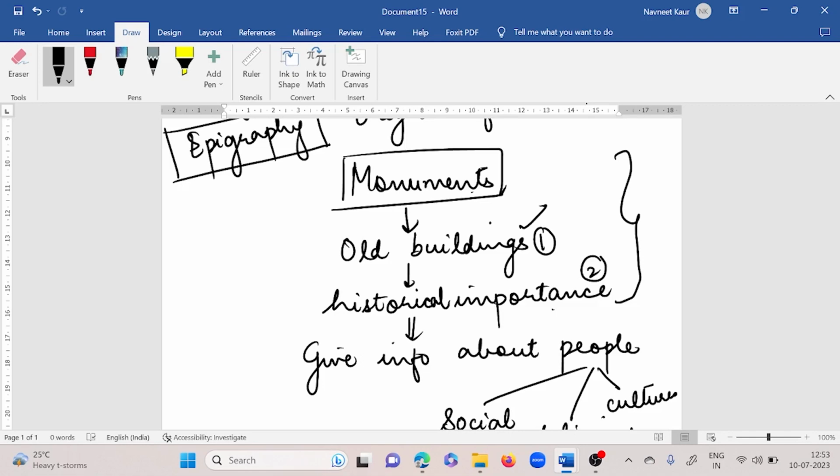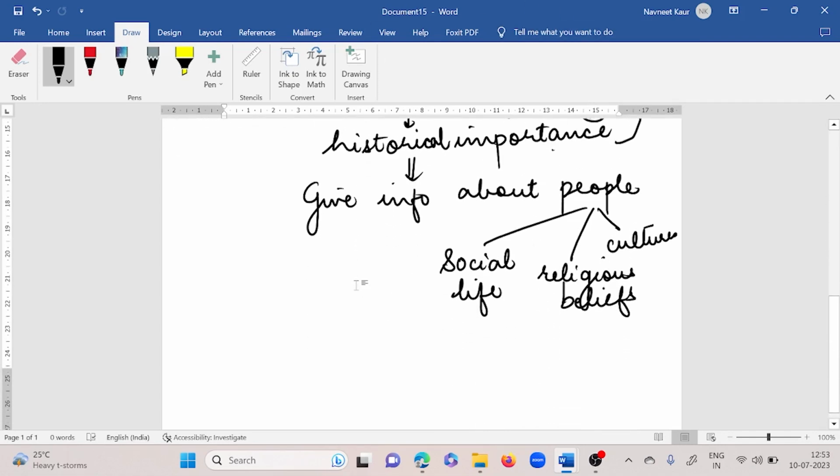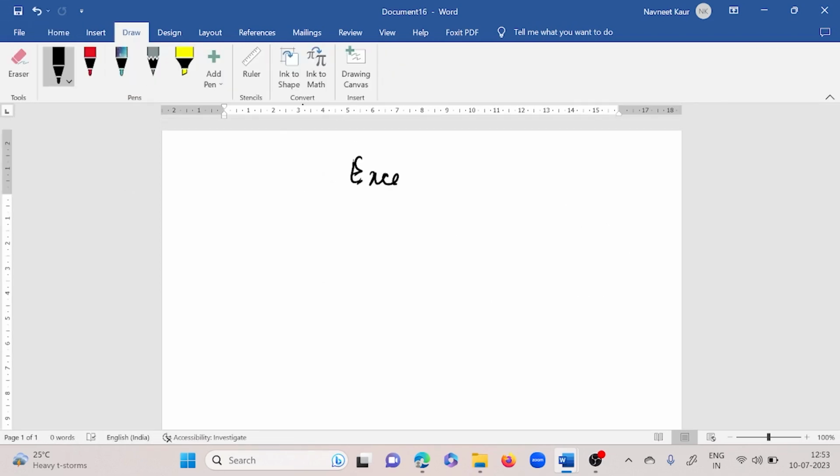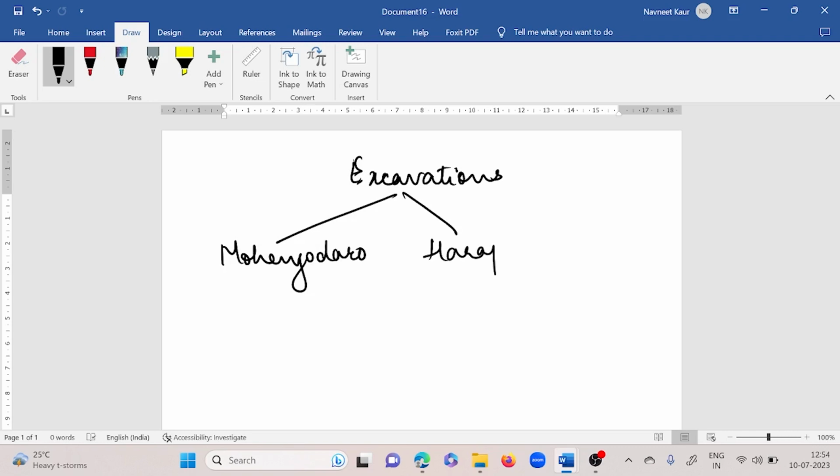And why are they so important? Because they give information about people. What information is provided by them? Their social life, their religious beliefs, and their cultures, right? So excavations were done at Mohenjo-daro, Harappa, and other nearby sites. Some excavations have been carried out at these places.